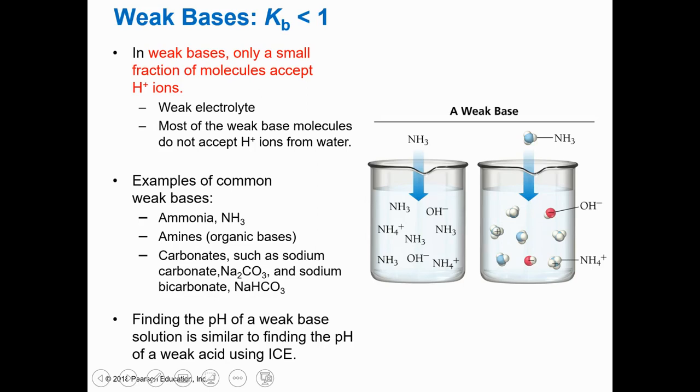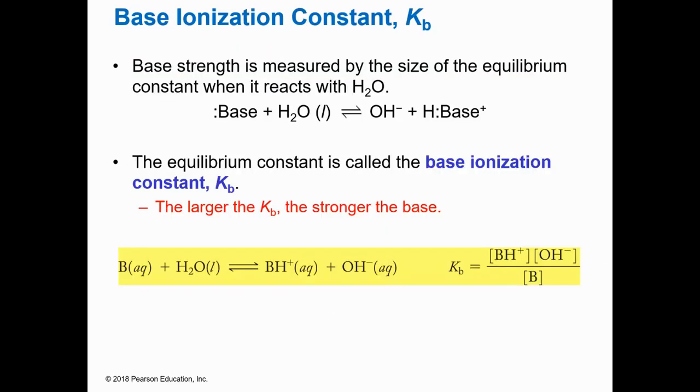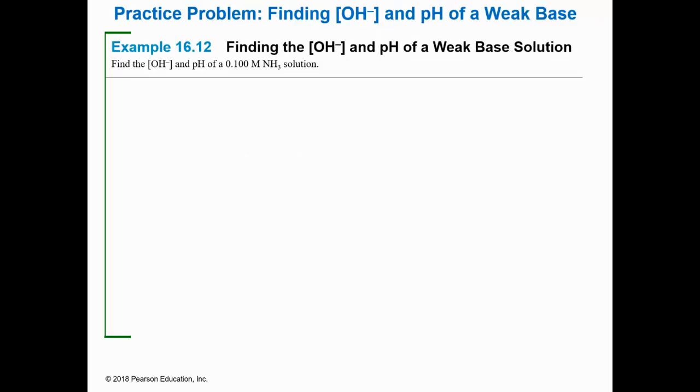All right, for weak bases, though, we're going to have to do our equilibrium expression, our Kb. And remember, that's because only a very small amount break apart. Here is our general Kb expression. Remember, the larger the Kb, the stronger the base is going to be. Just like with acids, the larger the Ka, the stronger the acid.